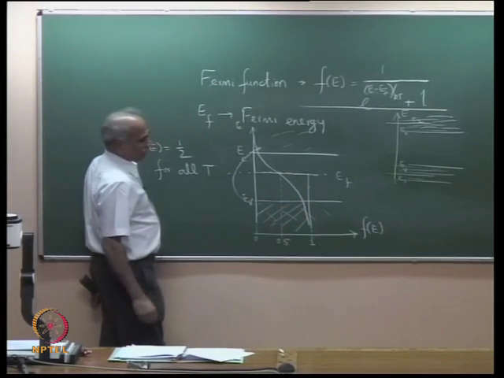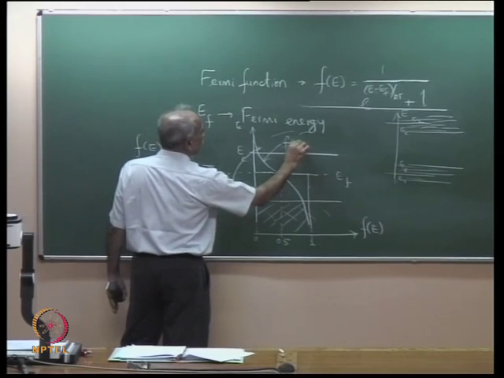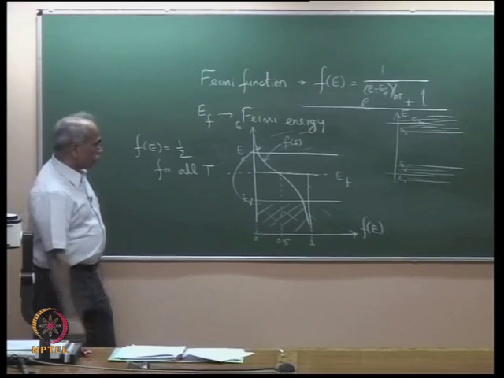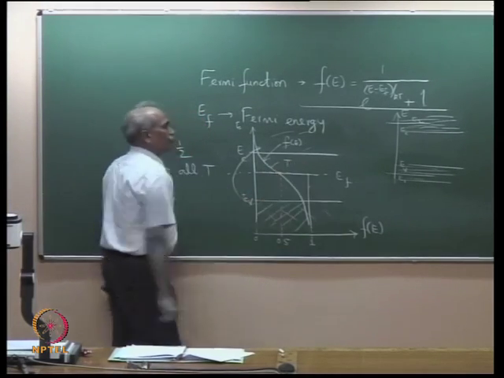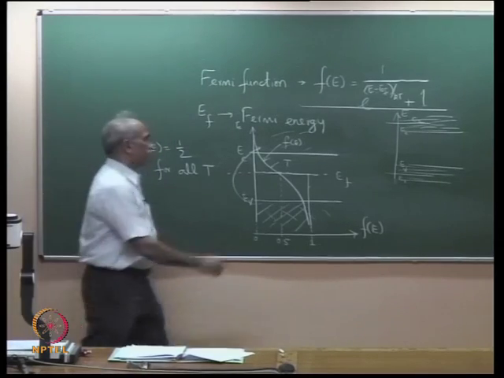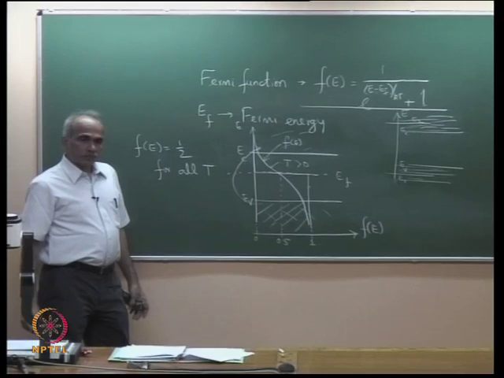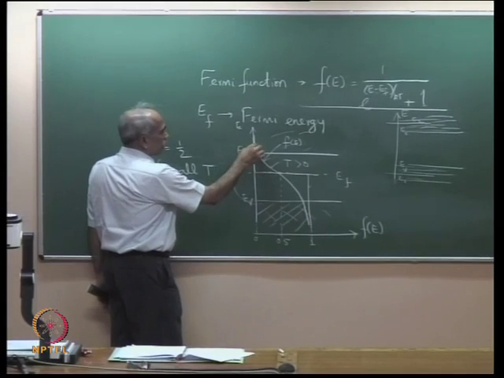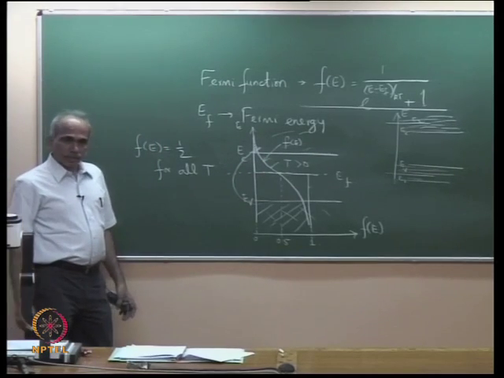So this is f of E. You can numerically calculate and plot this for any temperature. So this is for a finite temperature T, T greater than 0. What it indicates is there is a finite probability here of occupation of these states in the conduction band.